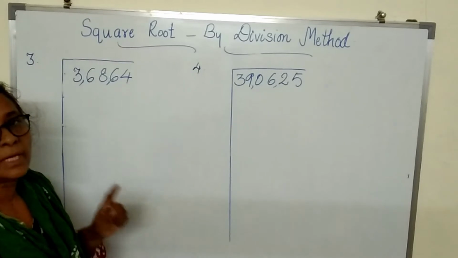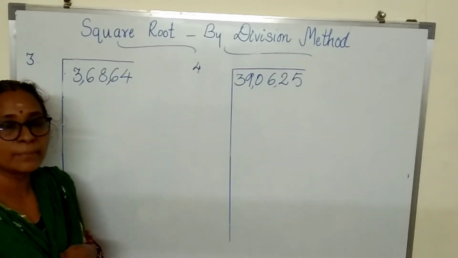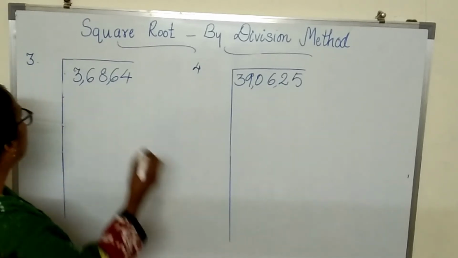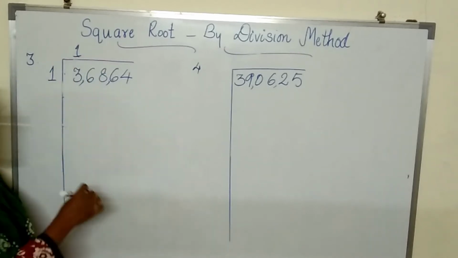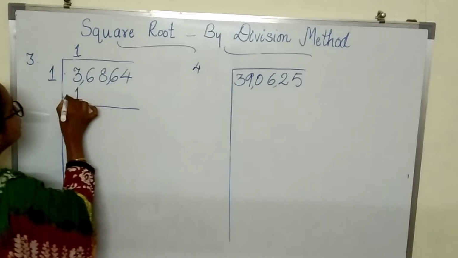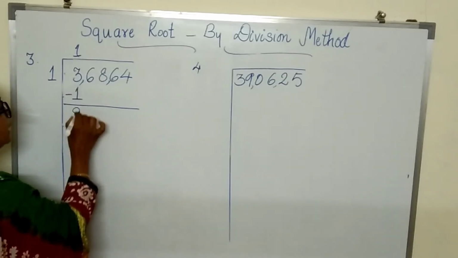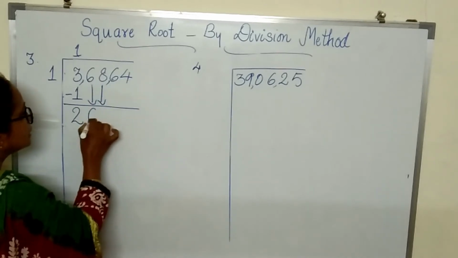Think of a square number just below 3. Which square number is there? 1. And how do you get 1? 1 multiplied by 1. 1 ones are 1. Now what do we have to do? Subtract. So you get 2. And then bring these two numbers down.